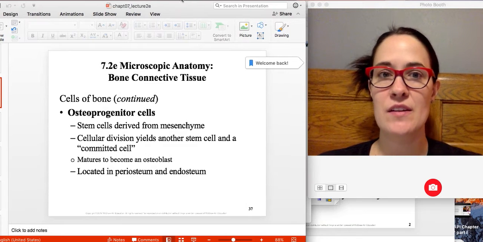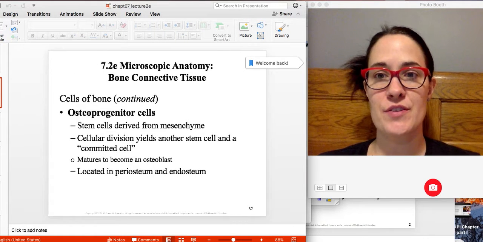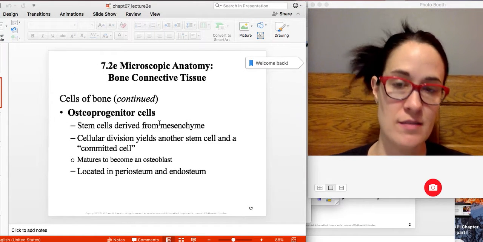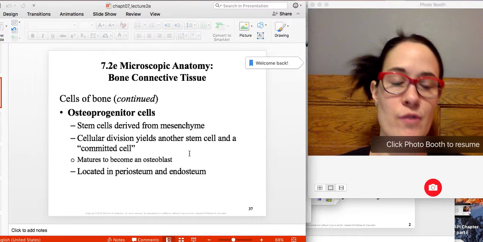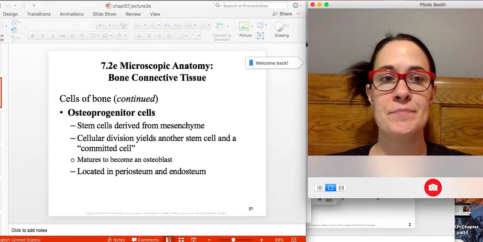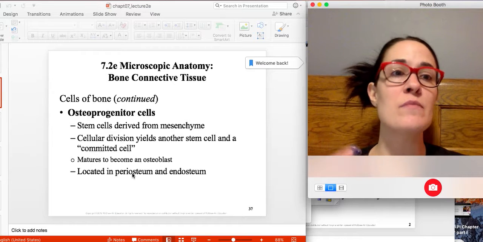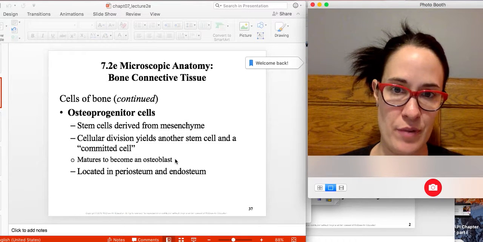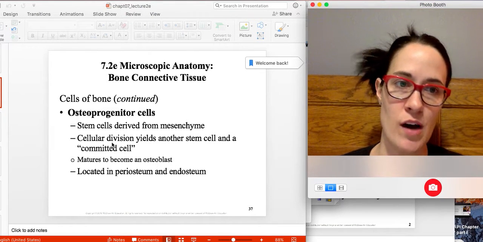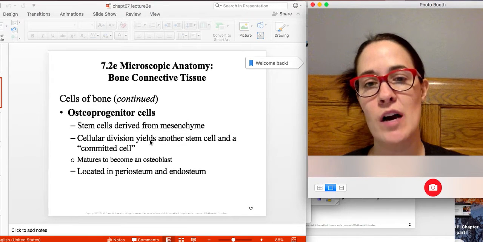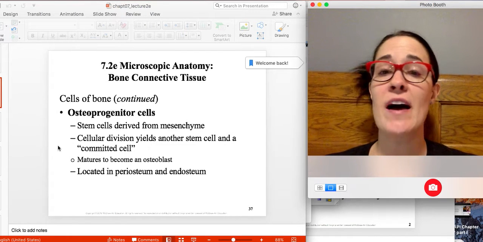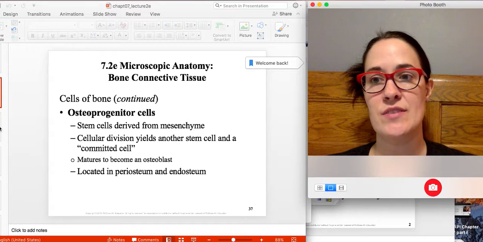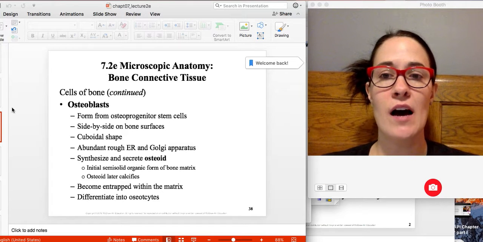We're good. So osteoprogenitor cells are the stem cells. They generate other bone cells. They can develop into osteoblasts, underline osteoblasts. So osteoprogenitor cells can make more osteoblasts. And where do we find them? In the periosteum and the endosteum, like I talked about before.